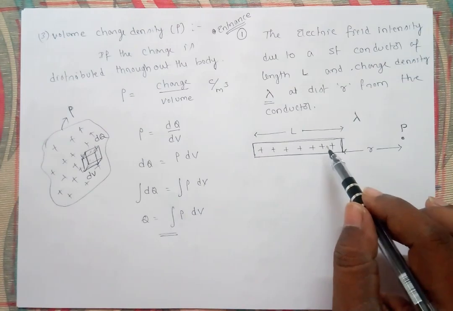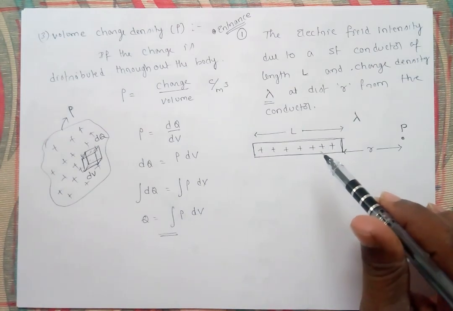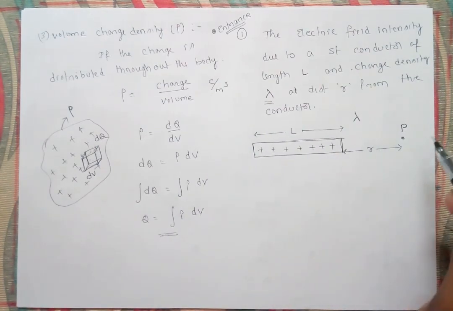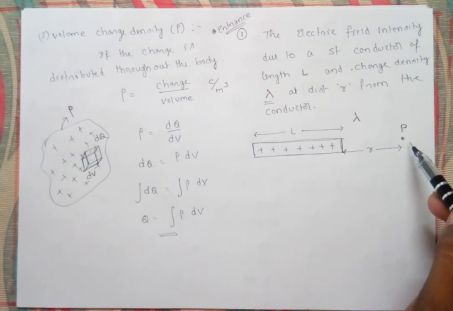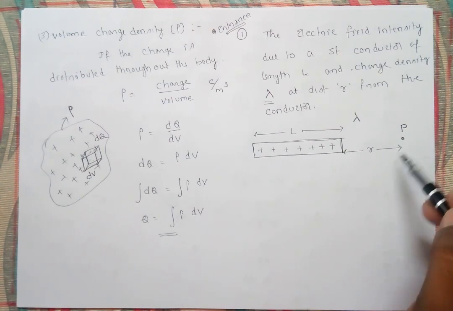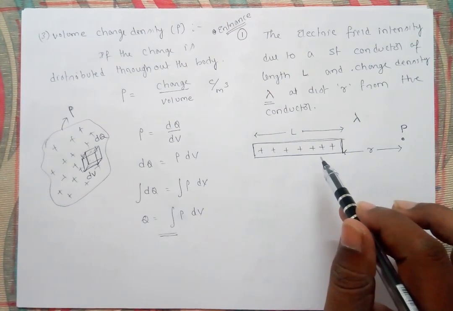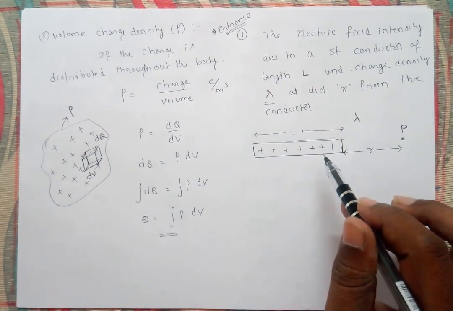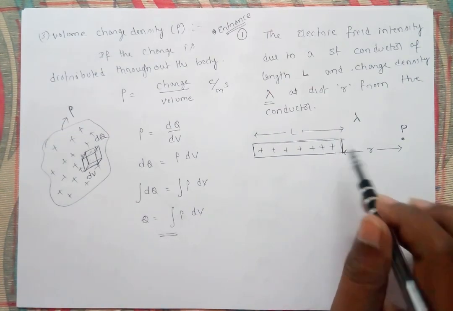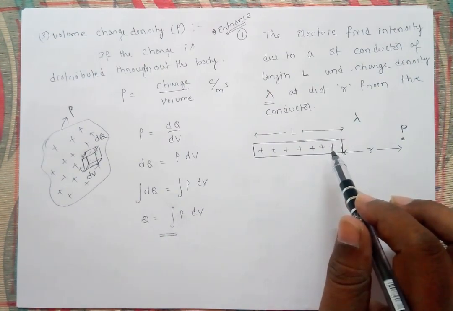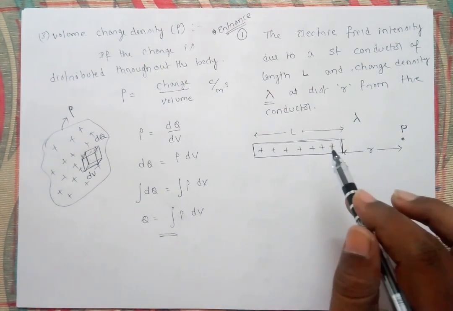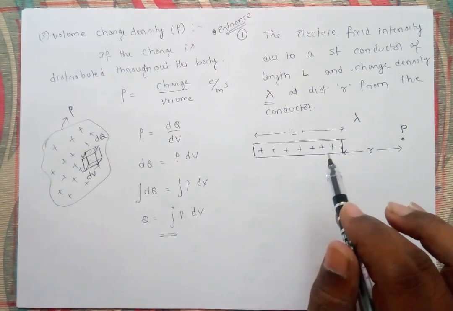If it were a single positive point charge Q, you could directly tell that the electric field intensity is 1 upon 4 pi epsilon naught into Q by r square, as we already discussed. But it is not a point charge, it is a charge uniformly distributed over the length, a continuous charge distribution body. So you should not treat it as a point charge.